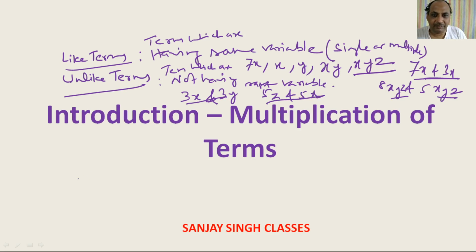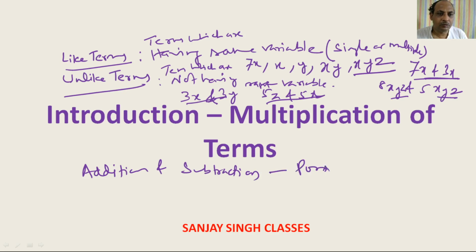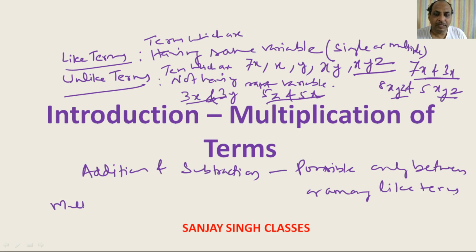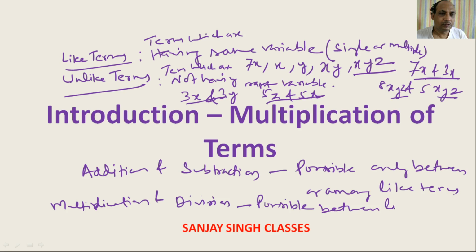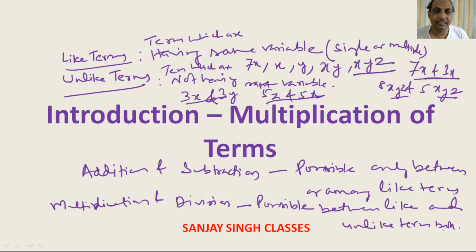So addition and subtraction, what was the restriction? Addition and subtraction is possible only between or among like terms only, whereas multiplication and division is possible between like and unlike terms both. Possible between like terms and unlike terms both.